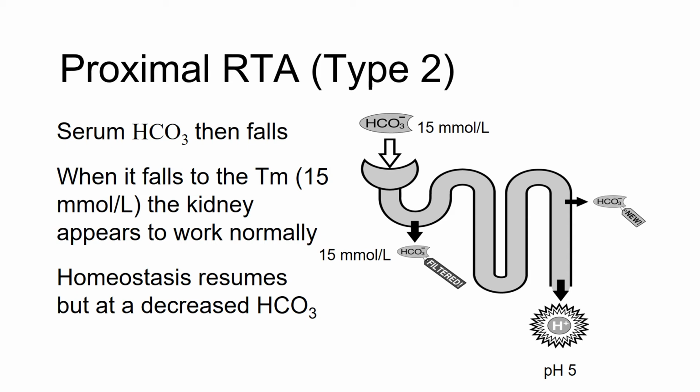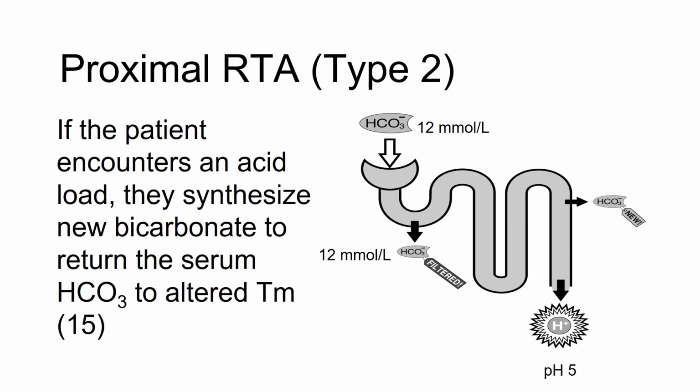So in proximal RTA, the urine pH can be low, and the bicarbonate levels are probably only going to go down to a range of 15-18, the new set Tmax for bicarbonate reabsorption in the proximal tubule. So let's say this patient is given a bolus of hydrochloric acid. The hydrochloric acid is going to get buffered by the bicarbonate in the blood. The bicarbonate levels are going to fall in this patient down to say 12 millimoles now, right?